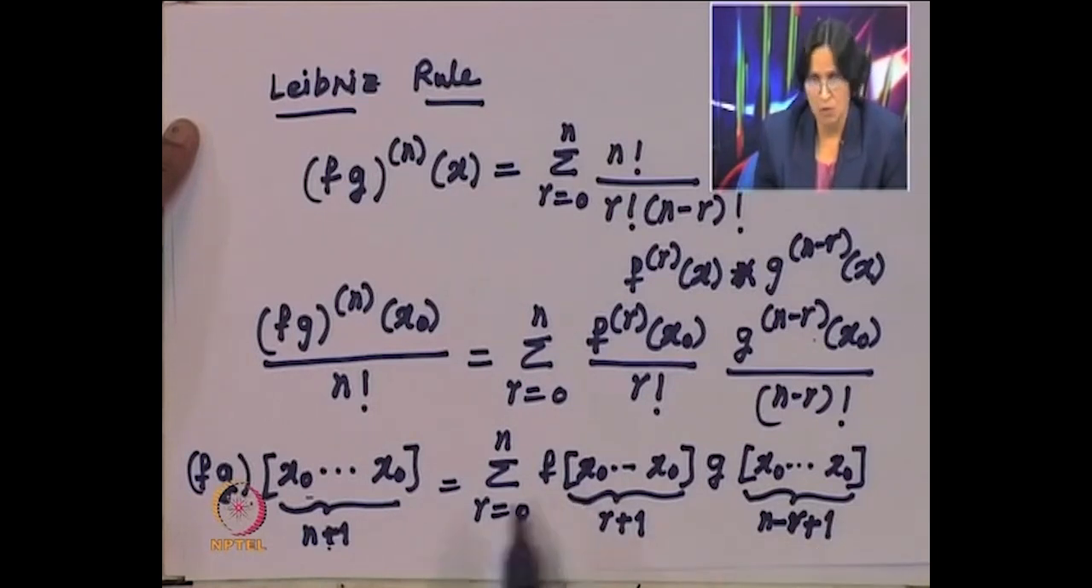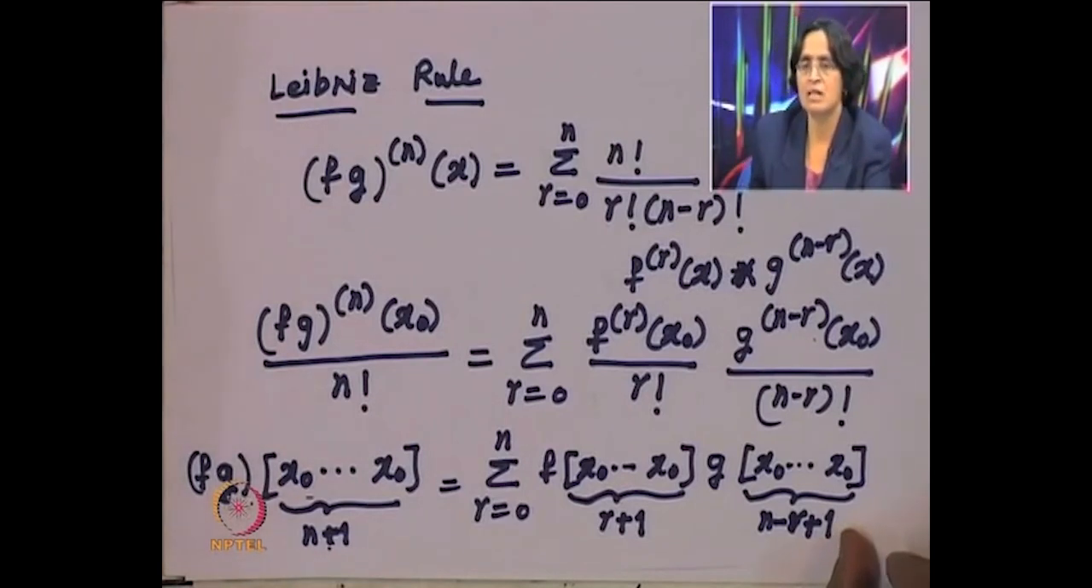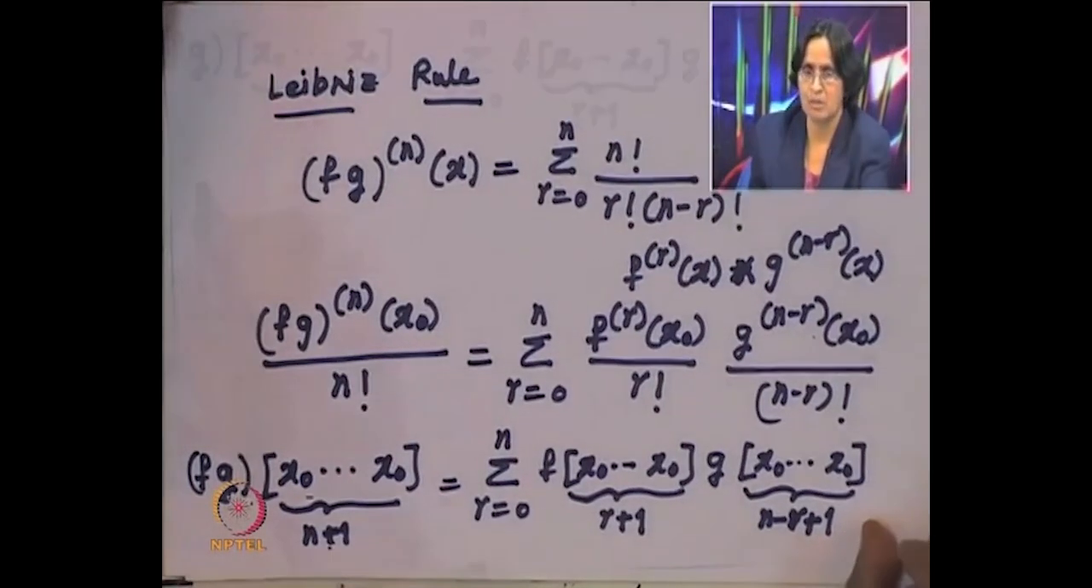Now, what we want to do is, instead of x 0 repeated n plus 1 times, suppose I have n plus 1 distinct points x 0, x 1, up to x n. Then whether this divided difference is equal to the divided difference of f at x 0, x 1, up to x r, and then here it will be x r plus 1 up to x n. One wants to see whether such a thing is possible.